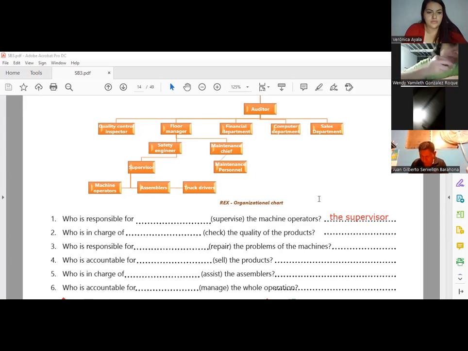Who is in charge of checking the quality of the products? Sería quality control inspector. Okay, very good. Quality control inspector. Let's put it there, right? There you go. Next one, it says, who is responsible for repairing the problems of the machines? Maintenance shift. Okay, very good. The maintenance shift.